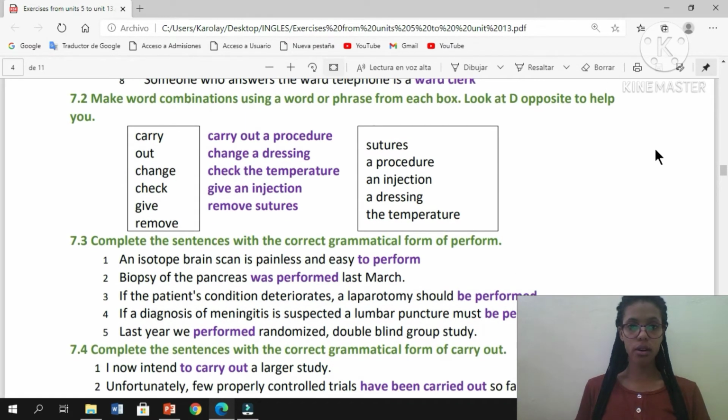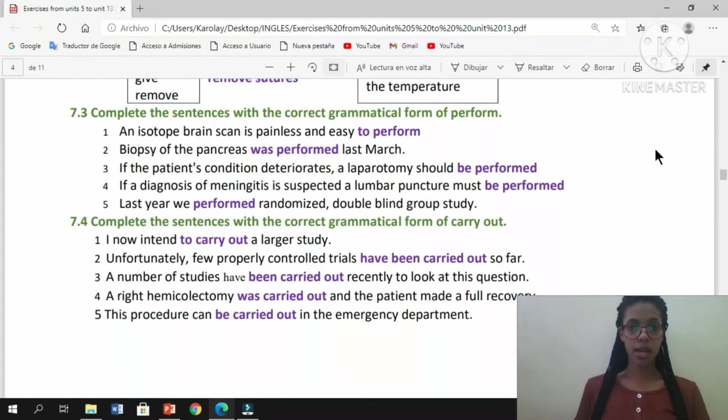Make word combinations using a word or phrase from each box. Look at the example to help you. Carry out a procedure. Change a dressing. Take the temperature. Give an injection. Remove sutures.